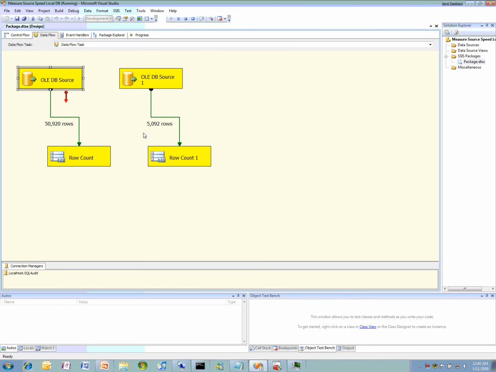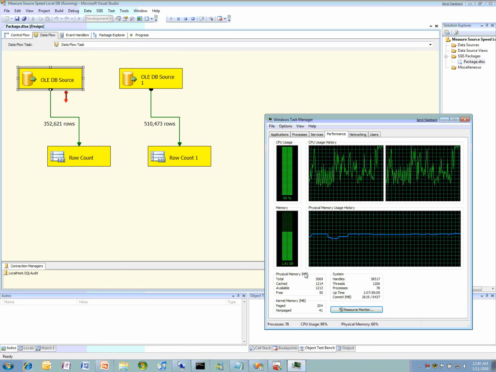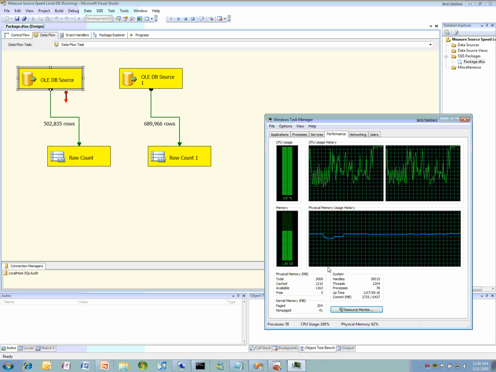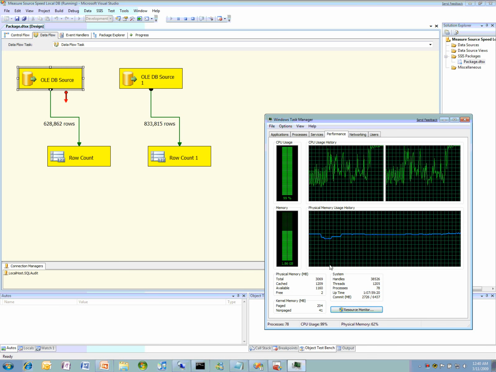Now, running the package, you'll note quickly it's running through and trying to do the row counts. And it's relatively fast, but it could be run faster. If you look at the Windows Task Manager, we open this up, you notice that the CPUs are going through the roof, but they're not quite being pegged, and memory is not actually an issue here as well.